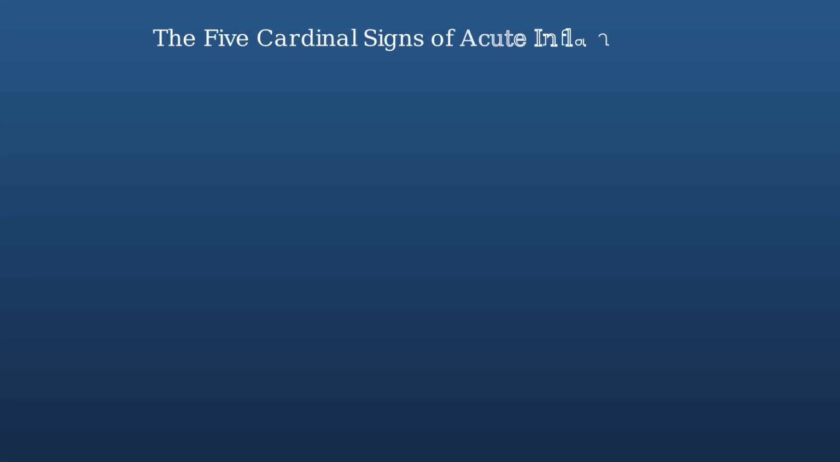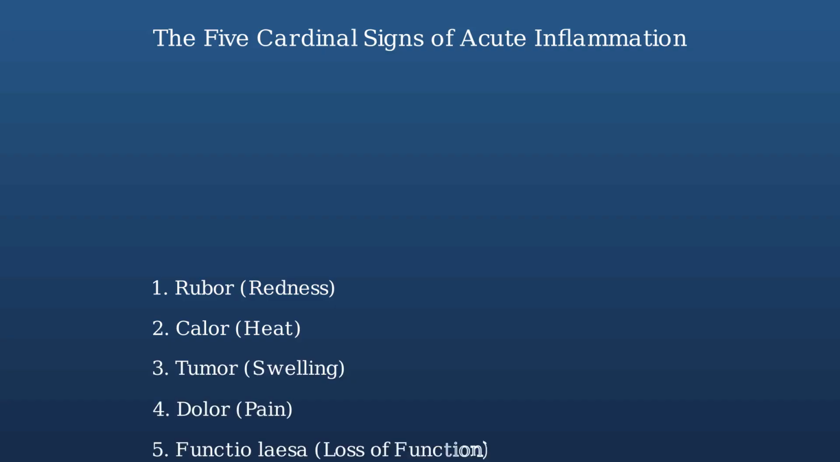Acute inflammation is characterized by 5 cardinal signs, first described by the Roman physician Celsus in the 1st century AD. These 5 signs include rubor or redness, calor or heat, tumor or swelling, dolor or pain, and functio laesa, which means loss of function.